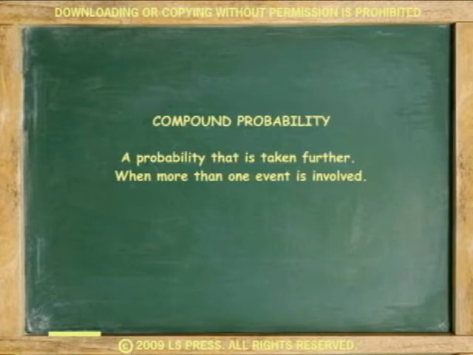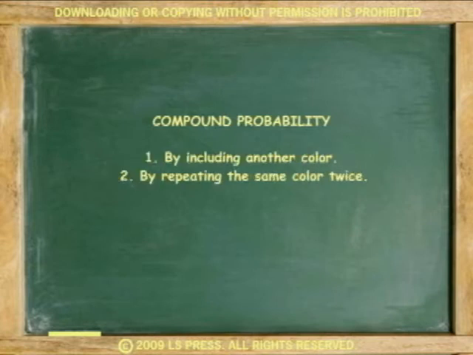Next, we'll examine compound probability. A compound probability is when probability is taken further. In other words, it is when more than one event is involved. In the previous example, the probability could be compounded in 2 different ways. 1, by including the compound probability of another color. 2, by repeating the same color twice.